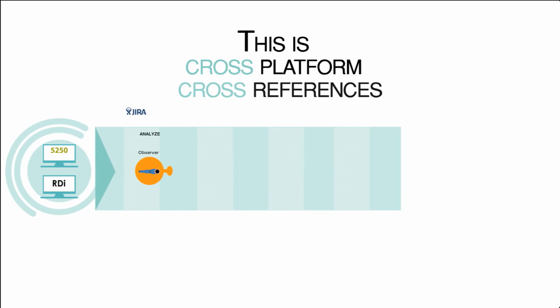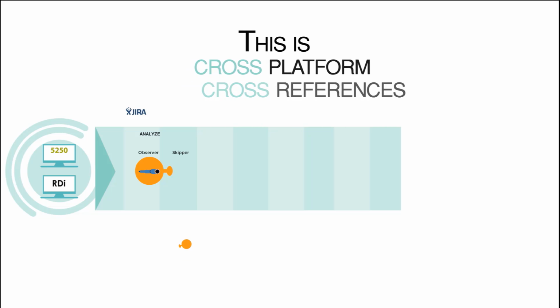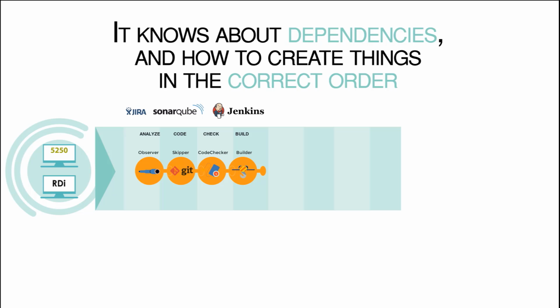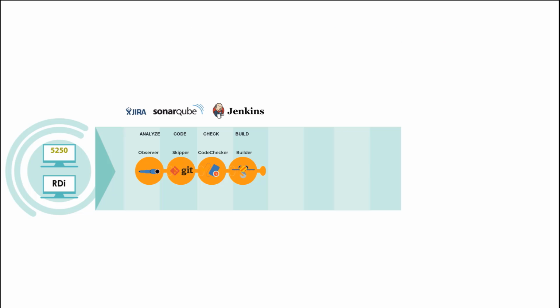This is cross-platform cross-reference. Skipper then covers source code management. It's interfaced with Git. CodeChecker can be used to monitor the code being developed for quality standards. And Builder makes sure that things are done right on the IBM i. It knows about dependencies, and it knows how to create things in the correct order. The support doesn't stop there.